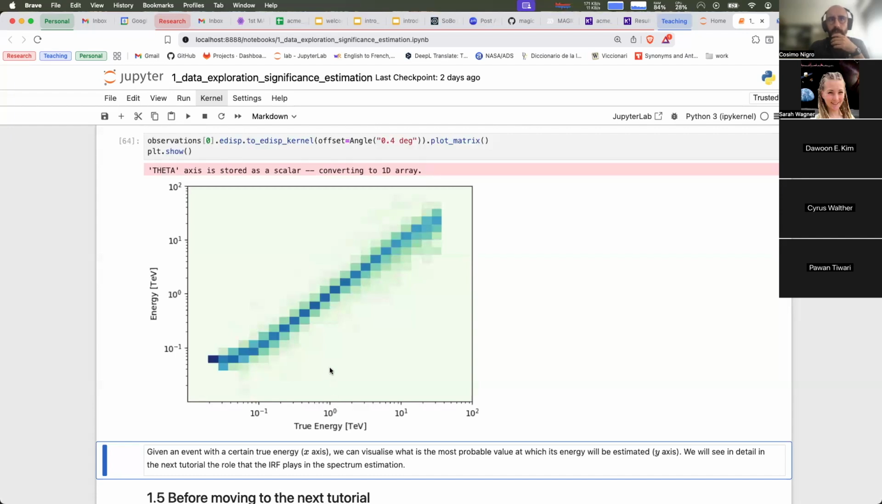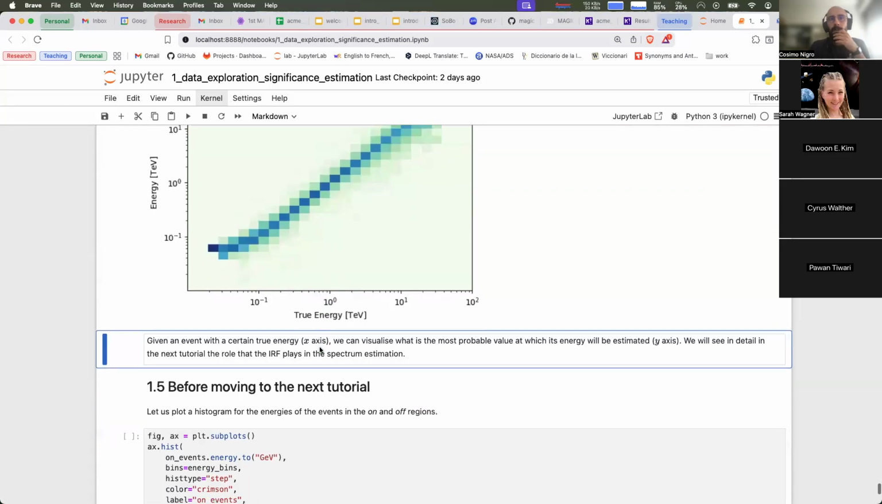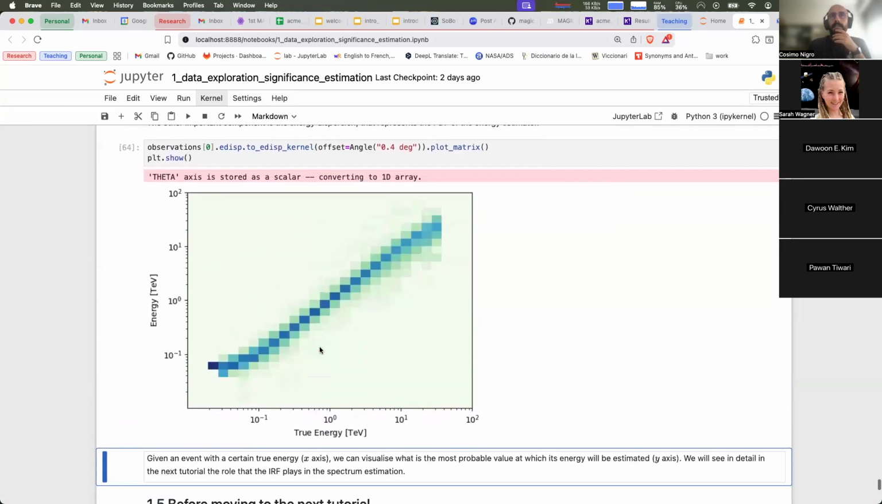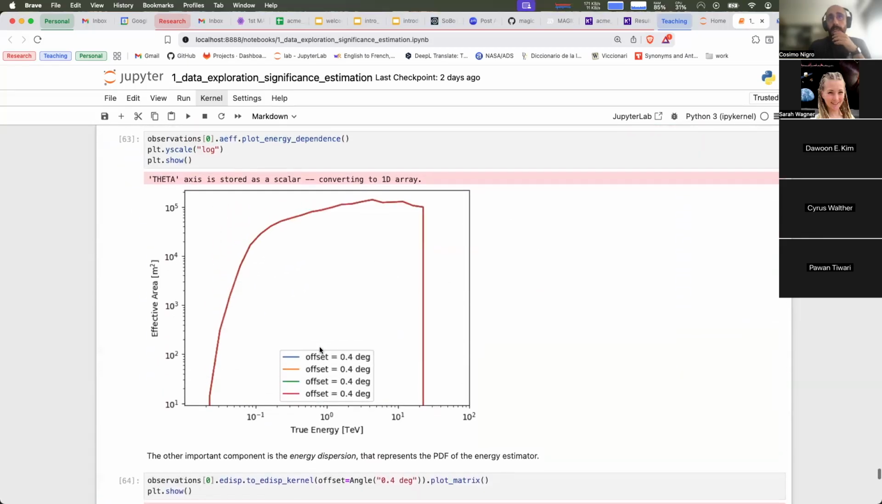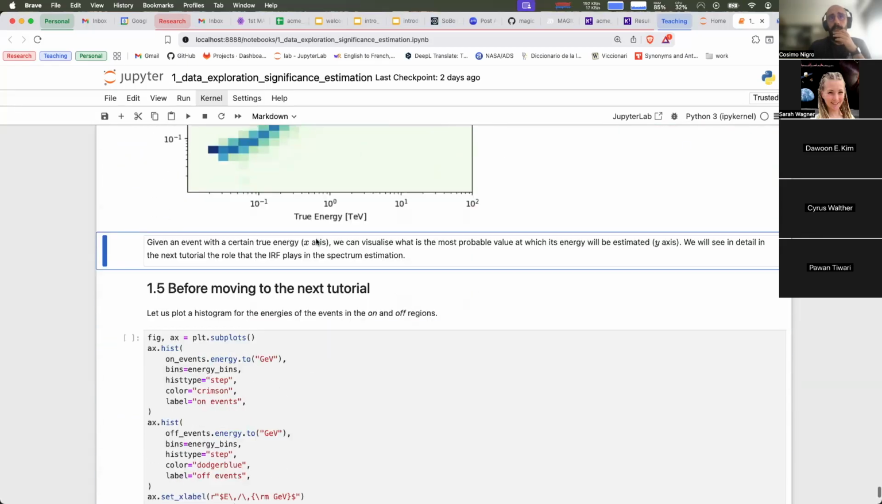So let's say something with energy around 1 TeV will most probably be reconstructed at 1 TeV, though as you can see, there is a certain spread, right? Okay, that's basically it. We shall see later in the next tutorial how these are useful.